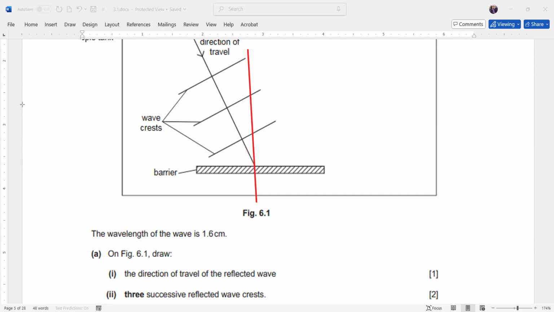So when we do this, this is a normal. And we measure this angle. What could be this angle? Let's say, for example, this is 20. If this is 20, what will be the angle of the reflection? That should also be 20.